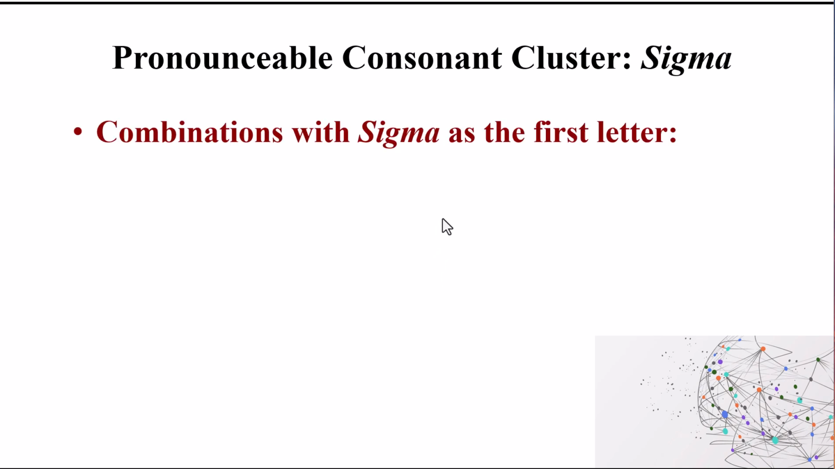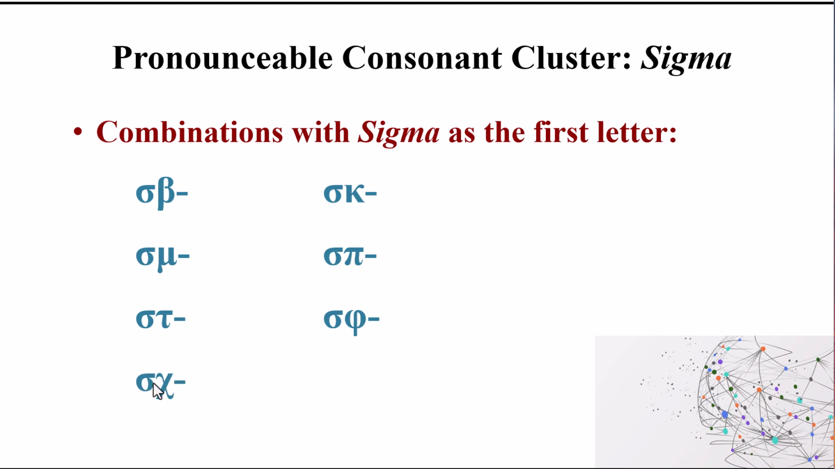Sigma often appears as the first letter of a consonant cluster that's pronounceable. And so we have sigma beta, sigma kappa, sigma mu, not too many of those, sigma pi, more of those. Sigma tau, quite a few of those. Sigma phi and sigma chi, schema. So sigma combinations occur fairly frequently.